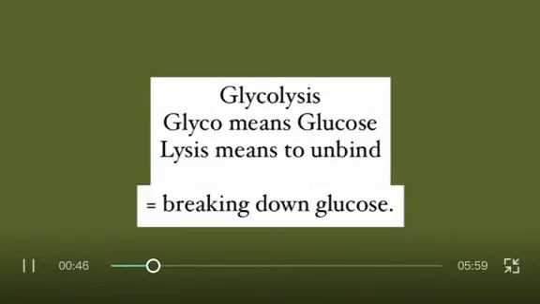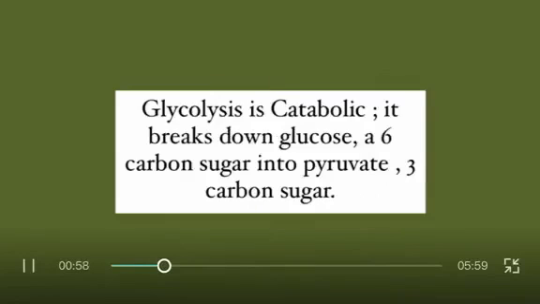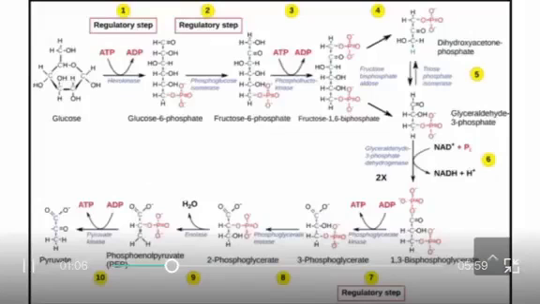In the name, glyco means glucose and lysis means to unbind. Glycolysis literally means breaking down glucose. Glycolysis is catabolic. It breaks down glucose, a 6-carbon sugar, into pyruvate, a 3-carbon sugar. These are the glycolysis steps.